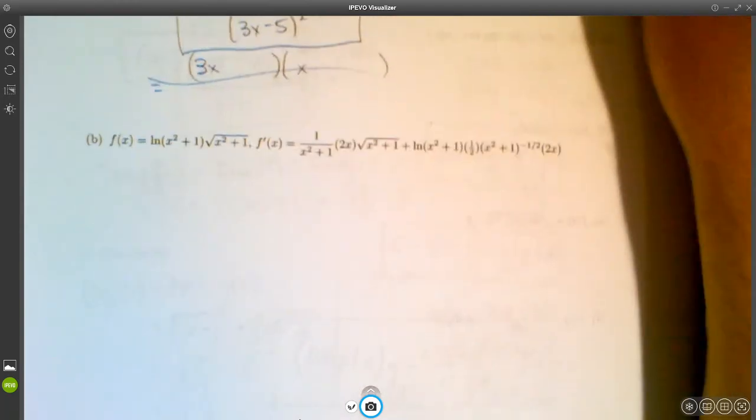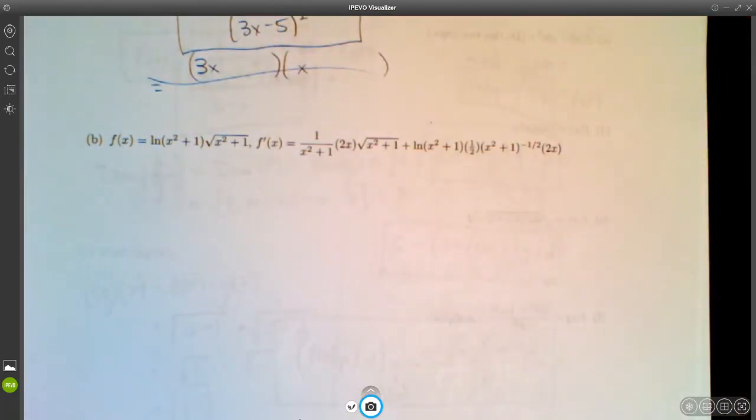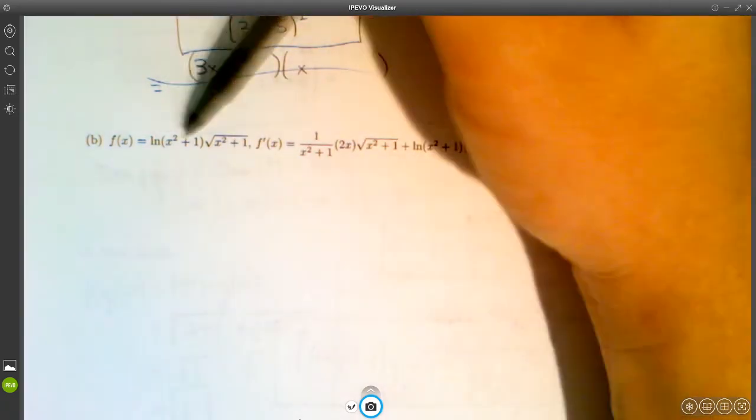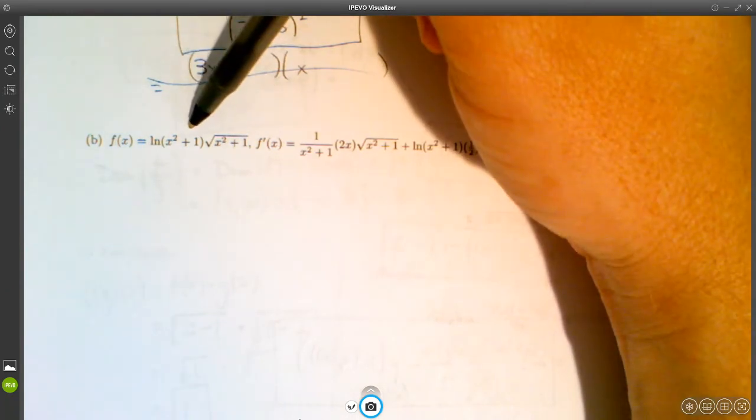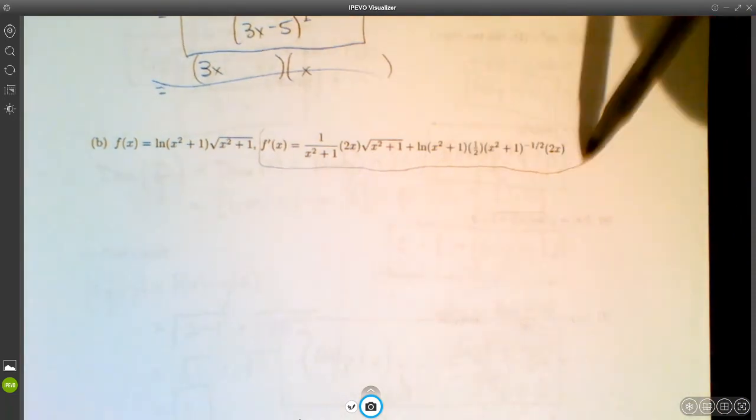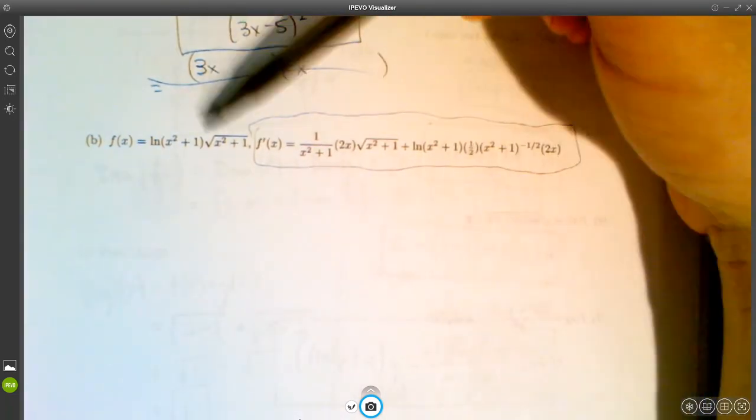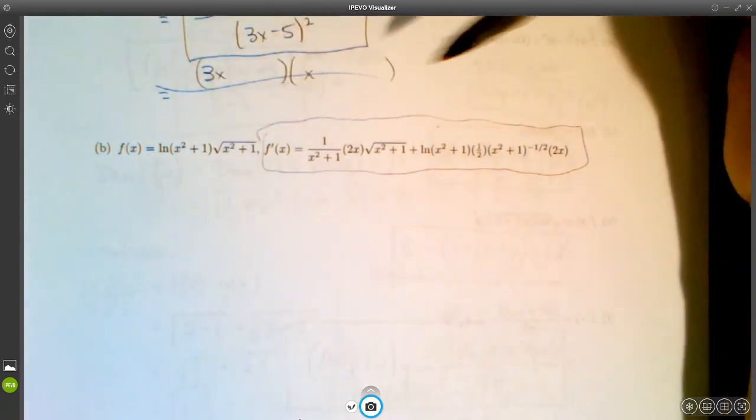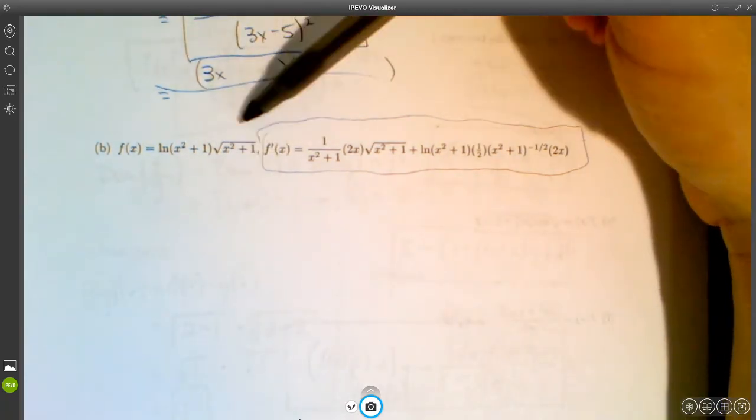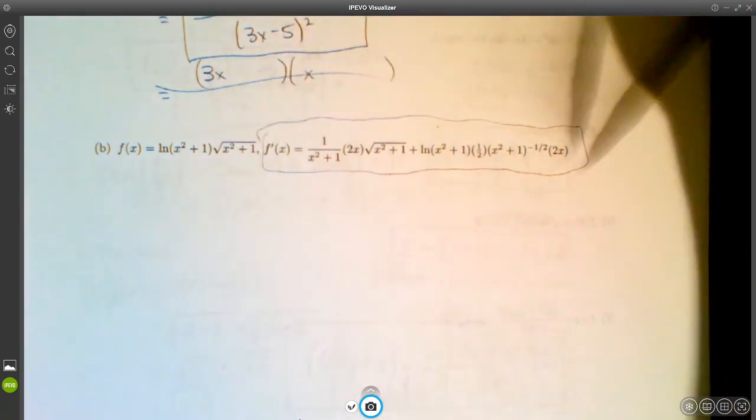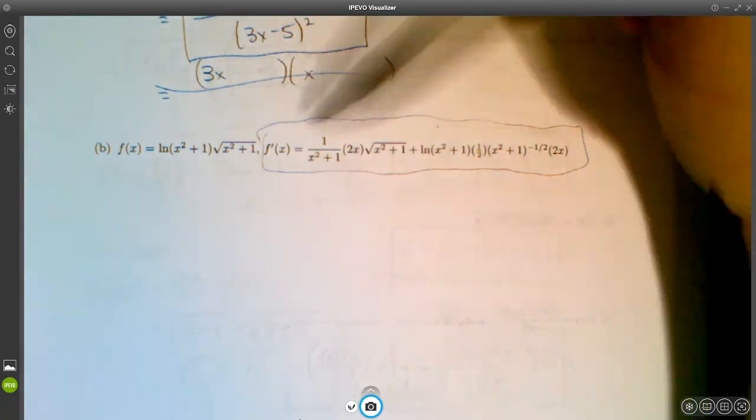Okay, part B. Same deal. You're just given the original function, ln of x squared plus 1 times square root of x squared plus 1, just for your information. What you really want to simplify is this derivative. You get this derivative by applying a product rule, and inside of the product rule you have some chain rules going on. Here this one is a whole bunch of chain rules. So you get this really nasty thing, right? Let's see if we can simplify it.